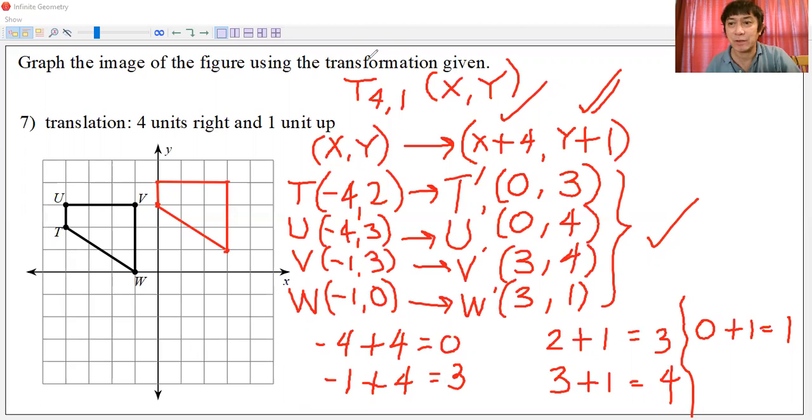Okay, so I think 7 examples are enough, and you'll be able to do this in your papers or online exams or assignments. Okay, this is translation, and next time we will be doing the reflection. All right, that will be all for today.